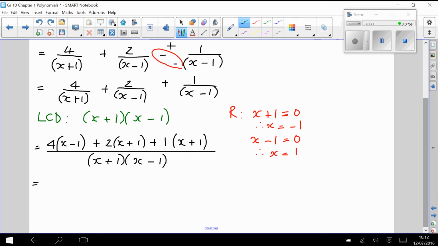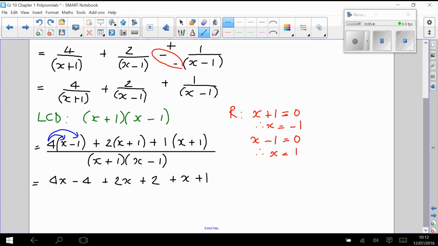All that remains now is for me to simplify my numerator by multiplying the coefficients into each of their brackets in turn. Remember, when you multiply into a bracket, the coefficient must be multiplied into both of the terms inside the bracket. Doing this, I get 4x minus 4 plus 2x plus 2 plus x plus 1, and that is still all over my denominator of x plus 1, x minus 1.